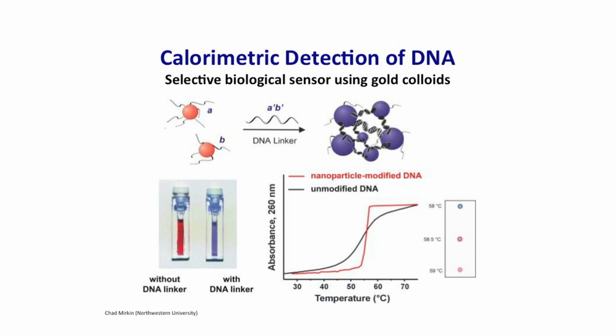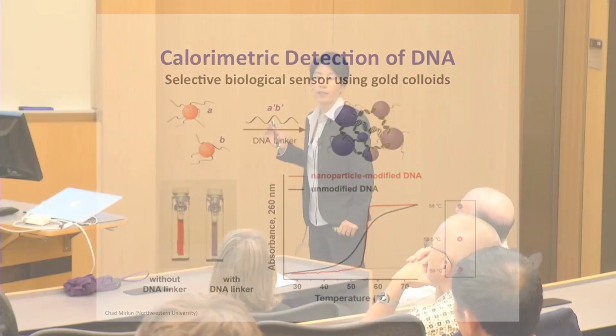But if I can go after a target molecule, and in this case it's just a DNA linker with different sequences, A prime and B prime, and if I add this to a mixture of these A and B nanoparticles, I can get them to cluster together. And by clustering together, instead of this nice red color, they form this blue color. So it's a colorimetric indicator that, oh, you've detected your target. It's very, very simple, and it's very sensitive, and you can tell this by the DNA melting curve. So this was done probably 10 years ago or longer, I guess, at this point.